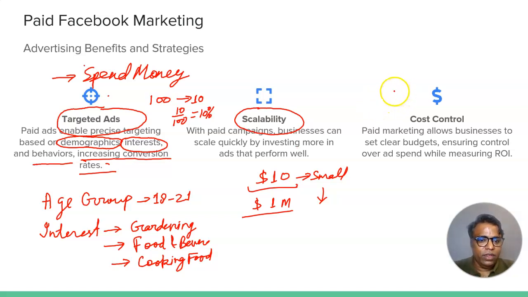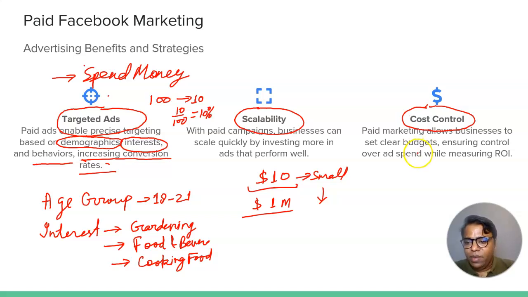So far we've talked about the benefits of paid marketing. One is targeted ads, and the second one is scalability. And the third one is cost control. Now, what does it mean? It means that while creating the campaign, and we will see it in real time when we create a real campaign, you can define clear budgets and figure out how much money you want to spend, what kind of ROI you want, and whenever you want to stop the campaign, you can do that.